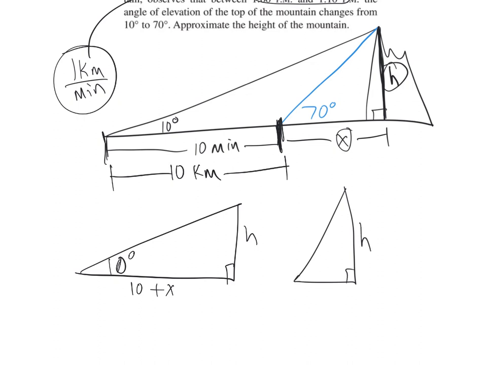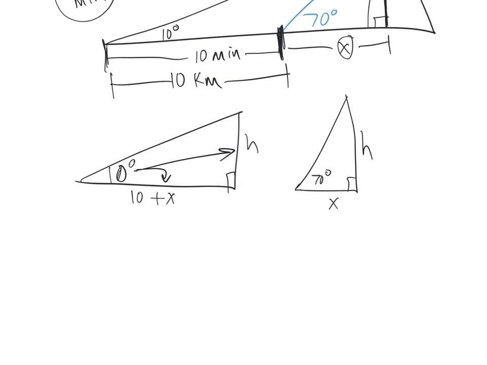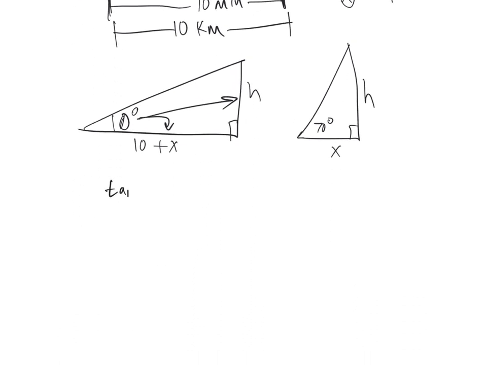This is still h. They're the same, okay. This is 70 degrees, and this is x. So the only way to solve this is to set up two equations. From this corner, we have the opposite leg and the adjacent. So this is tangent of 10 degrees, opposite over adjacent. And on the right one, we have the tangent of 70 degrees is opposite over adjacent.